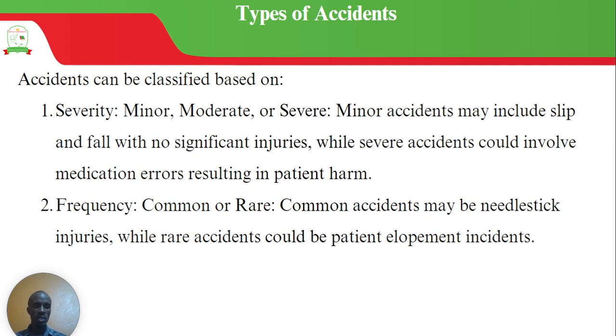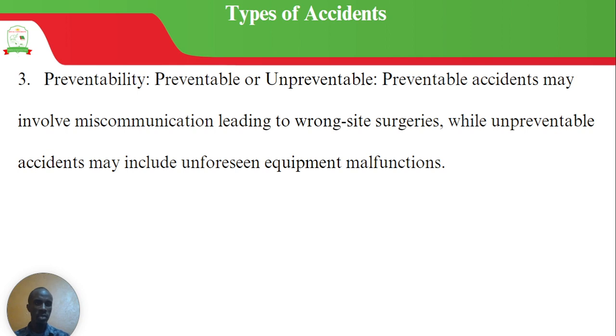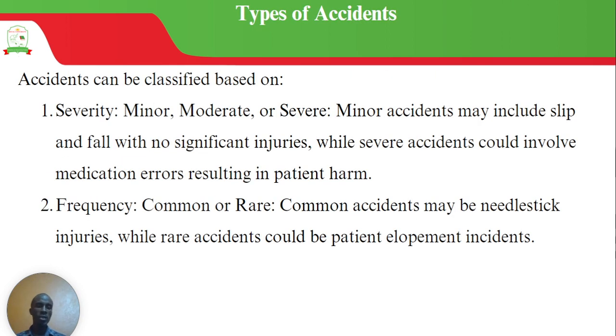So the types of accidents, like we said, can be classified in terms of severity, in terms of frequency, in terms of preventability. And when you look at severity, then you can have minor accidents, you can have moderate accidents, you can also have severe accidents. And minor accidents can be as simple as a slip and fall. For example, if there is a wet floor in the healthcare facility and someone slips and they fall, and they do not have a significant injury, they might have soft tissue injuries like a strain and a sprain, then that can be classified as a minor injury and it falls under the category of severity.